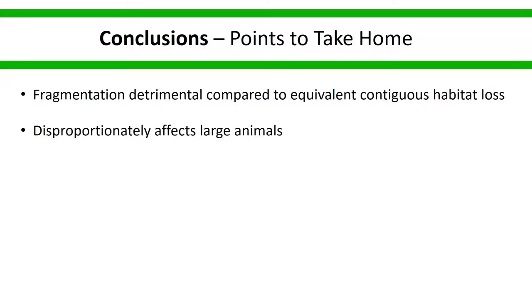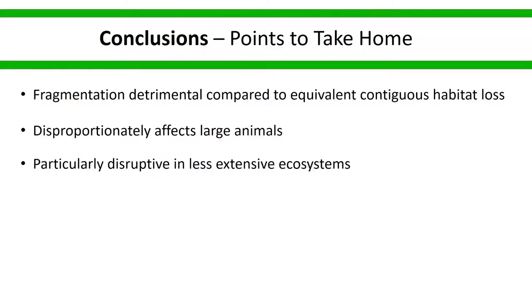It disproportionately affects large animals, which leads to fundamental shifts in the functioning and structure of the ecosystems. It's particularly disruptive in less extensive ecosystems, and again, I'd consider this the least intuitive finding of this study, that a smaller patch of habitat is more vulnerable to fragmentation than a larger one. I wouldn't consider that an obvious result.